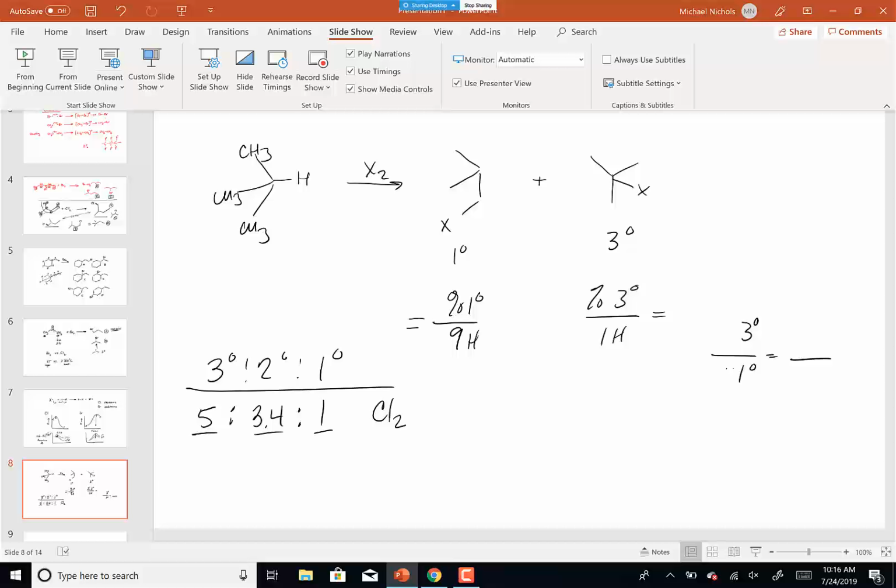So you form a tertiary radical 5 times faster than a primary radical. And you form a secondary radical 3.4 times faster than a primary radical. And if you wanted to go tertiary to secondary, it would be 5 over 3.4. So this is independent of statistics. This is now how much faster we form a radical when we do chlorination. That's perfectly legitimate with what I said before and with the Hammond postulate, right? We should form a tertiary radical faster. We should form a secondary radical faster. Now we have numbers.